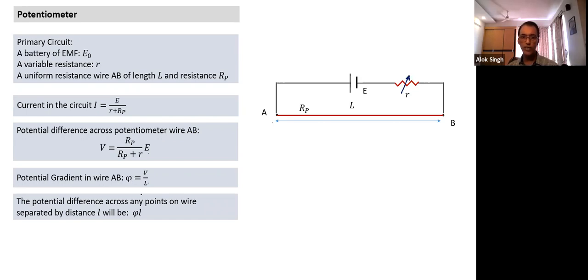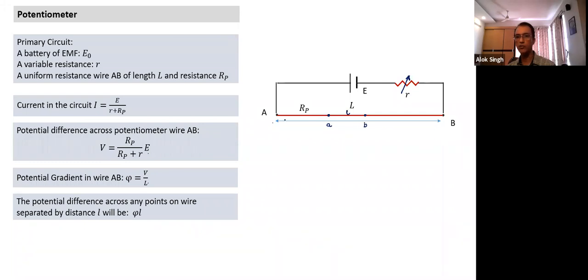So if we take 2 points, what is the potential gradient between 2 points which are at a distance L apart? If I take any 2 points on the potentiometer wire, suppose I take 1 point here and another point here, and the distance between these 2 points is equal to L. Which point will have higher potential if I call this point A and this point B? Which point will have higher potential?